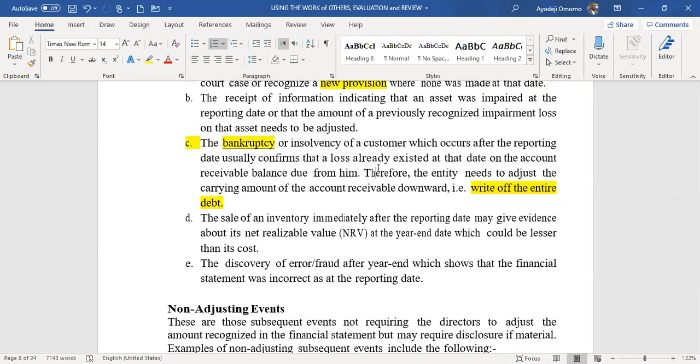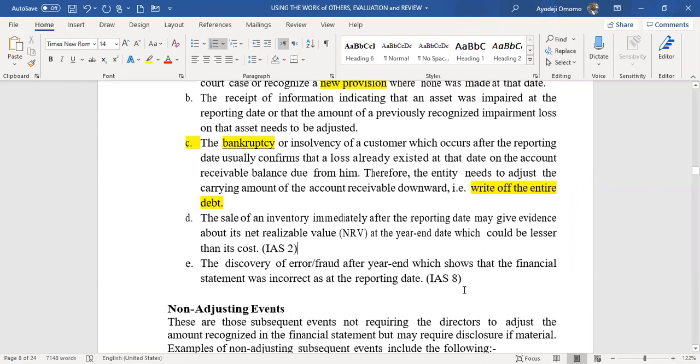Now, if you discover a fraud after year end, which shows that the financial statement was incorrect as at reporting date, you can imagine that now, just like the same one that we talked about, IAS 2, this is IAS 8. Am I correct? IAS 8, yes. Okay, don't worry, that's the one that talks about. So this one is IAS 2. Thank you.